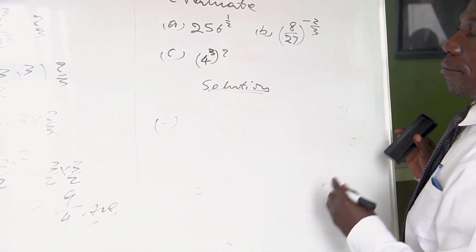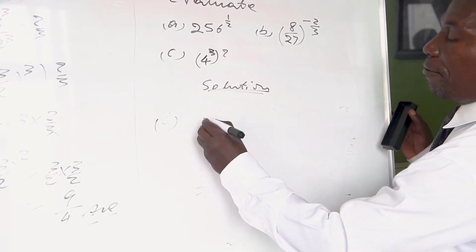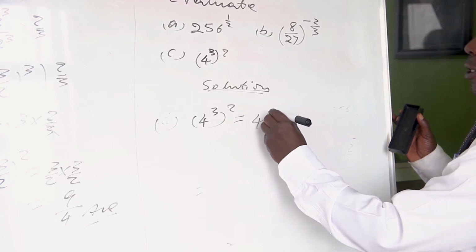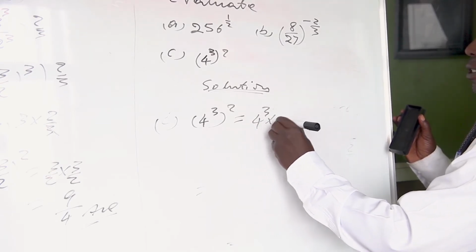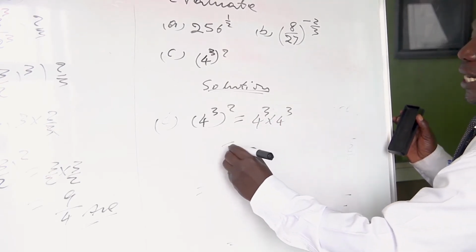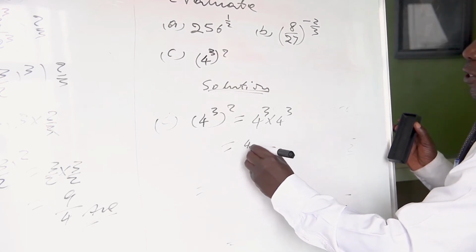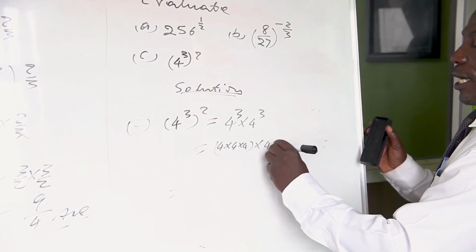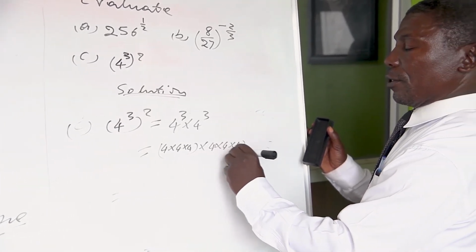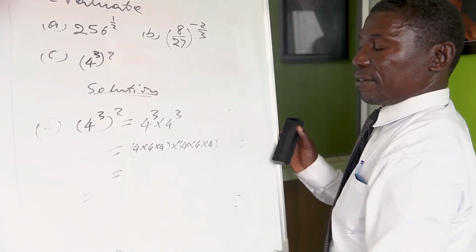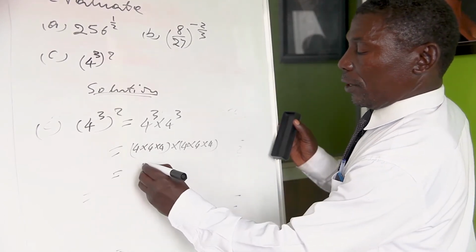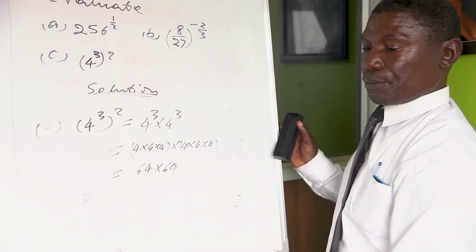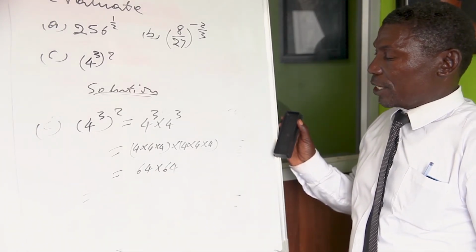C. I have 4 power 3 squared. This is 4 power 3 times 4 power 3, and this is 4 times 4 times 4 times 4 times 4 times 4. And this gives us 64 times 64.